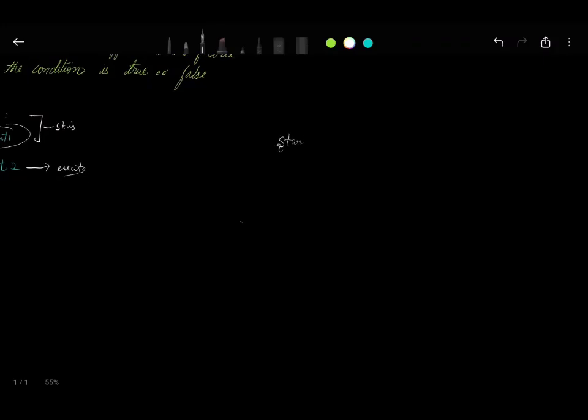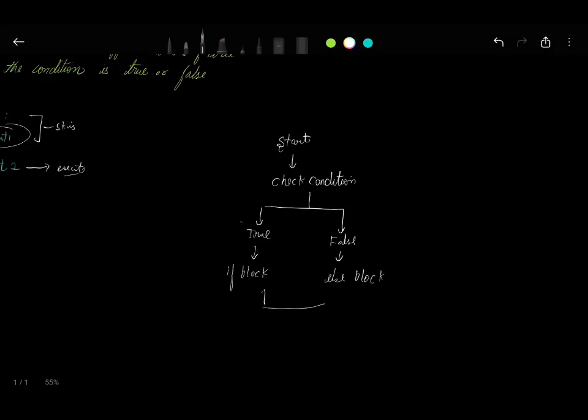So the flow of the program looks like this. Firstly, we start the program. After that, we check the condition. If the condition is true, the if block is executed, and if the condition is false, the else block is executed, and after that the program ends.